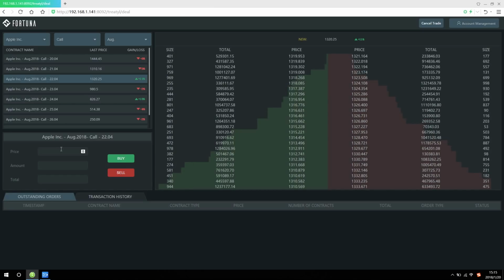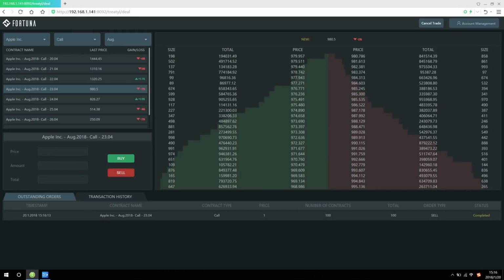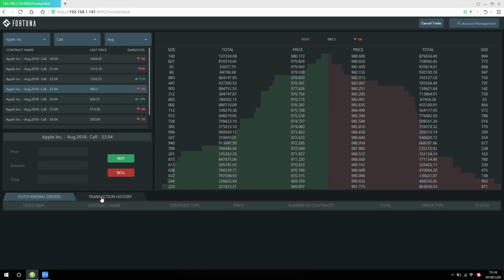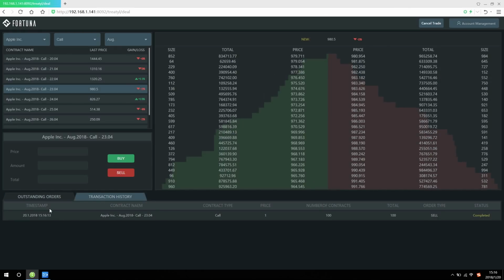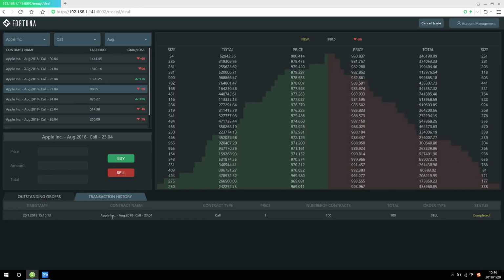And if you want to do actual trading, you can put your price. Say I want to sell this contract, this August 2018 call contract, at $1 each, and I want to sell 100 contracts. I can just do this and click sell. And here you can see, this is going to be moved soon. Yeah. Here you can see our order has been executed.